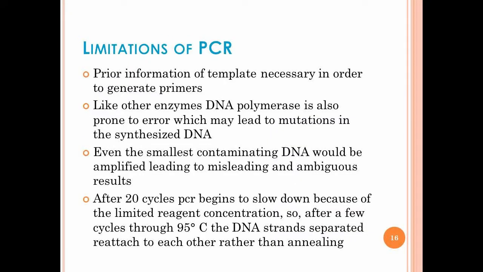Limitations of PCR. Prior information of the template is necessary in order to generate primers. Like other enzymes, DNA polymerase is also prone to error, which may lead to mutations in the synthesized DNA. Even the smallest contaminating DNA would be amplified, leading to misleading and ambiguous results. After 20 cycles, PCR begins to slow down because of the limited reagent concentration. So, after a few cycles through 95 degrees Celsius, the separated DNA strands reattach to each other rather than annealing.